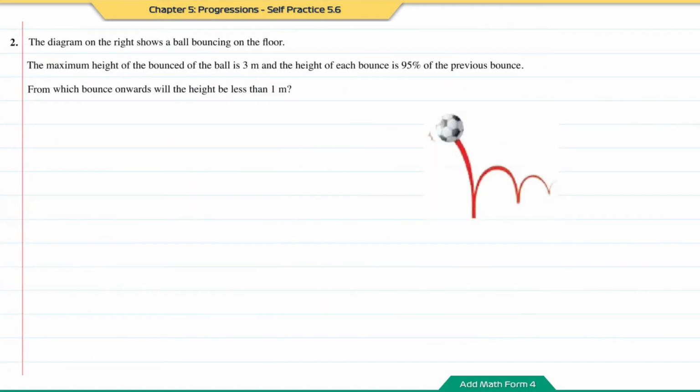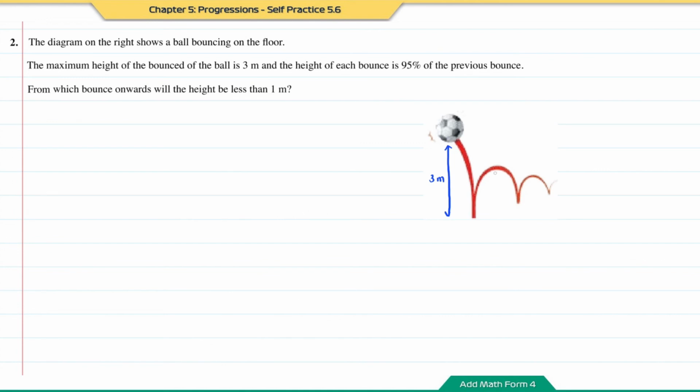Question number 2. The diagram on the right shows a ball bouncing on the floor. The maximum height of the bounce of the ball is 3 meters and the height of each bounce is 95% of the previous bounce. From which bounce onward would the height be less than 1 meter? So from the information given, the maximum height of the bounce will be 3 meters. So this 3 meters will be the first bounce. As we continue, the height will be 5% less compared to the previous one.